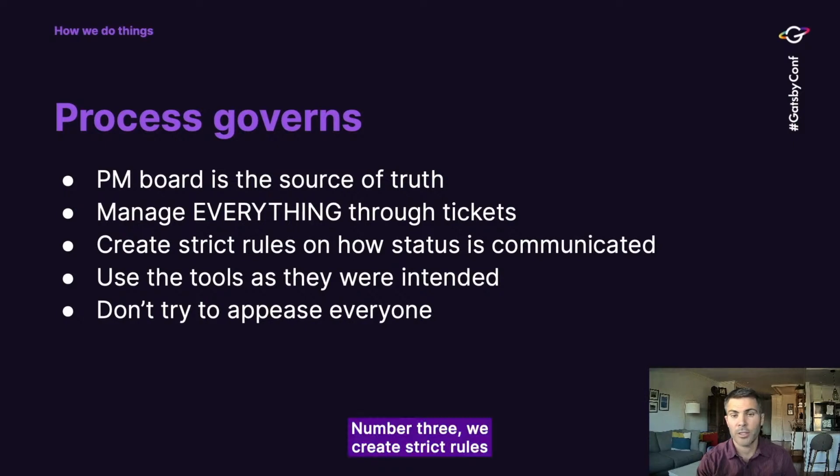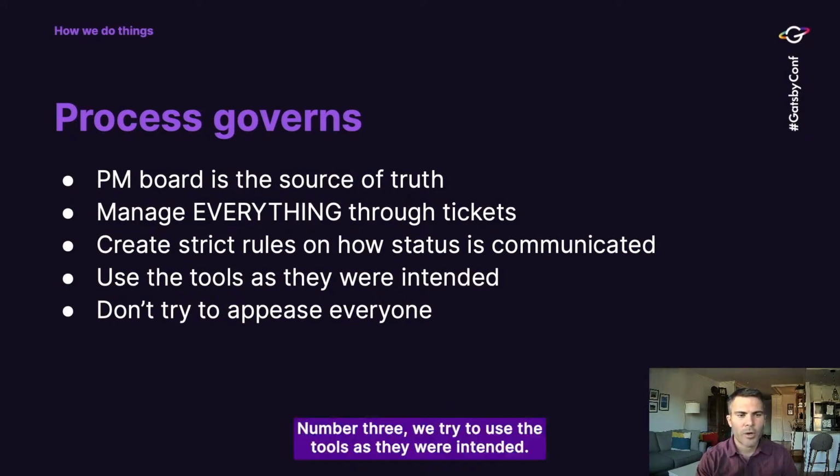Number 3, we create strict rules on how status is communicated. So when a status moves from, let's say, work in progress to completed, there's a very clear communication on who can move it and what gets communicated when it's moved and what it means when it's moved. And if something needs to come back into in progress, who moves that and what does it mean and who needs to be told, what needs to be done. So there's very strict rules on how the status of an item is communicated.